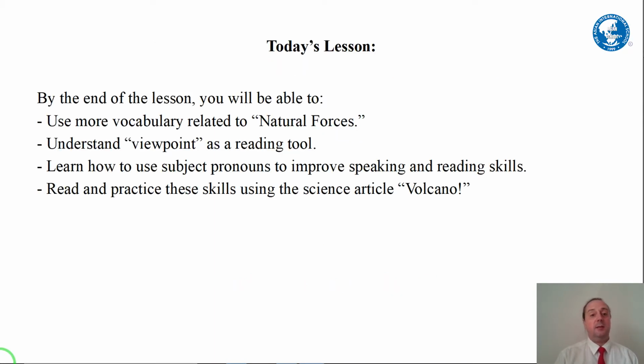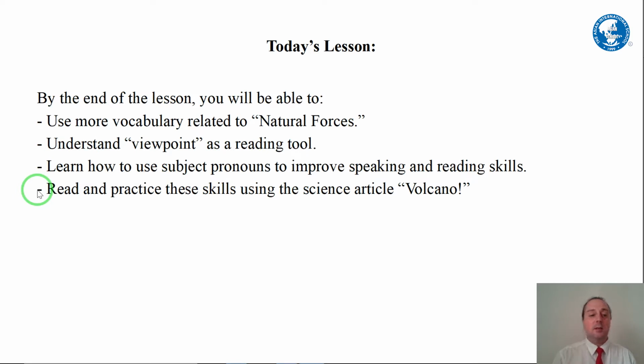So let's get started. Okay, today's lesson, we're going to talk about more vocabulary related to natural forces, or forces of nature. We're also going to discuss how to use viewpoint as a reading tool, viewpoint of the author. And then we're going to learn how to use subject pronouns to improve our speaking and reading skills. Then we'll use all of these skills together to read the science article Volcano.